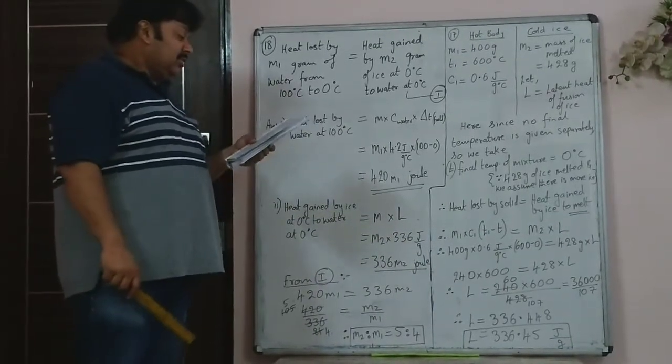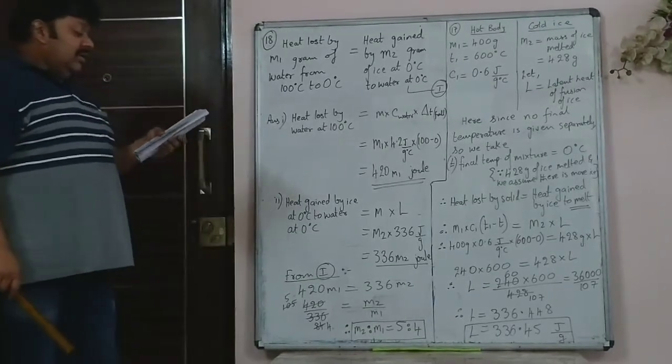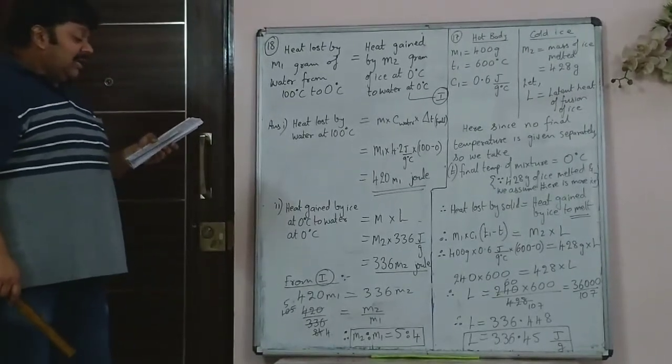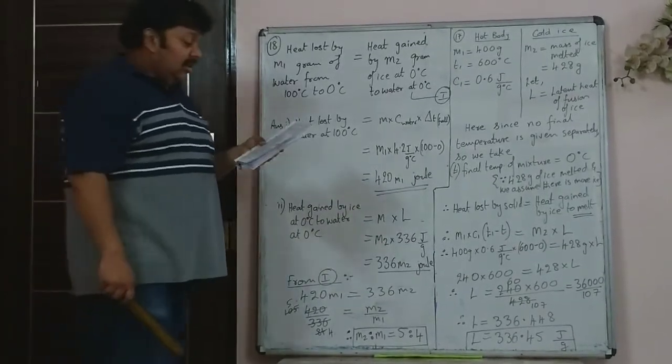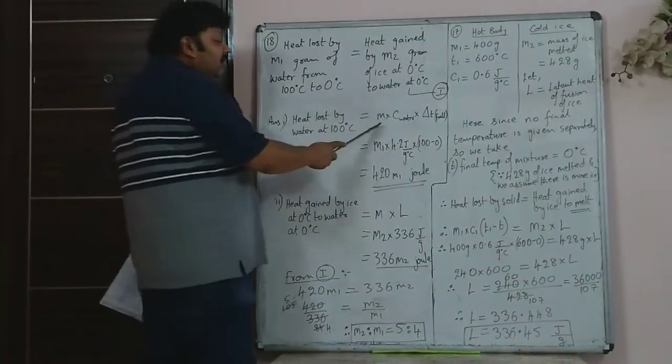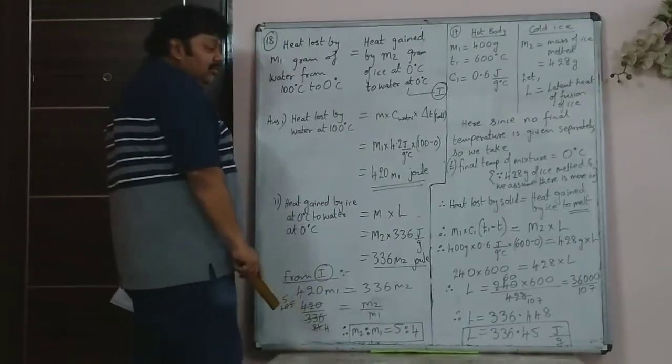Final temperature is 0. So in this case, the first question asks us, how much is the heat lost by water at 100 degrees Celsius in terms of m1? So it is mass of water, specific heat capacity of water, into falling temperature.